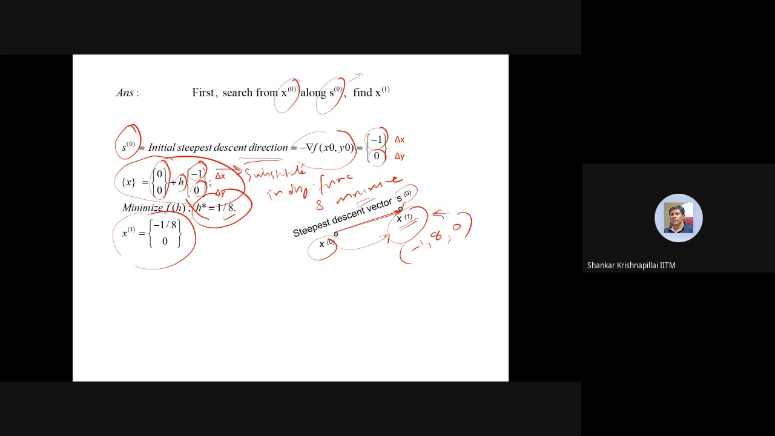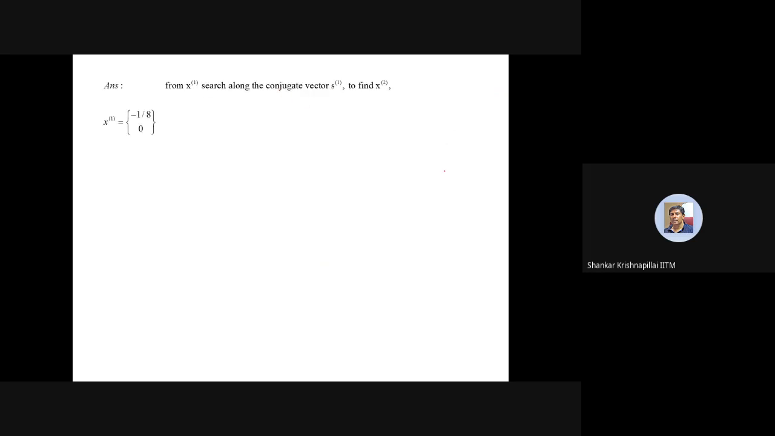Then what is the next search direction, S1? This one is calculated from the Fletcher-Reeves formula. That is what we are going to look at. So you found x1. X1 has been found out: minus 1 by 8, 0.